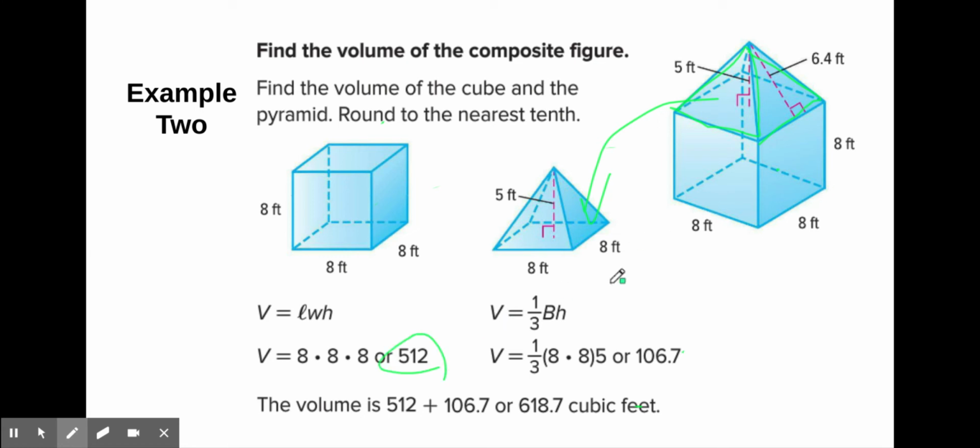And then you get your volume of a pyramid, 1/3 the base times that height. So 8 times 8, 64, times 5, divided by 3, 106.7, and add it together, and you get your total, cubic feet, 618. Let's go to our next one.